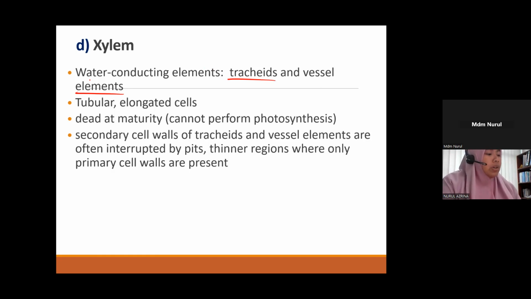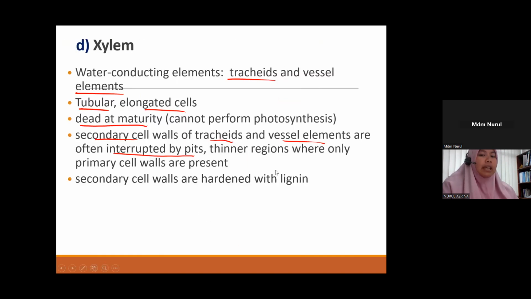Xylem has tubular or elongated cells, and it is dead at maturity. So they do not have protoplast. In other words, they cannot perform activities like photosynthesis. The secondary walls of tracheids and vessel elements are often interrupted with pits. So the secondary wall has pits, and there are thinner regions where only the primary wall is present. The primary wall is thinner, and the secondary wall is thicker and interrupted with pits. The secondary walls are hardened with lignin.